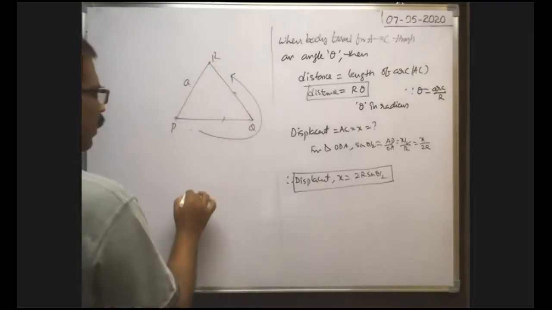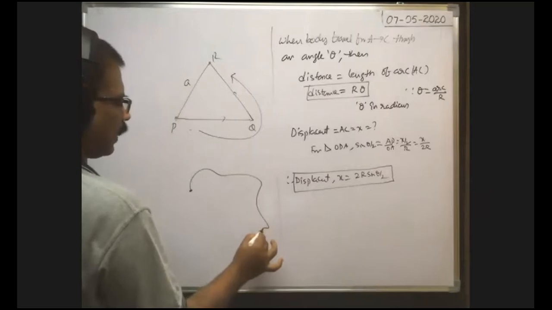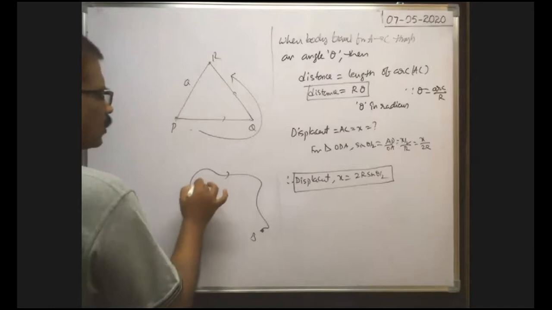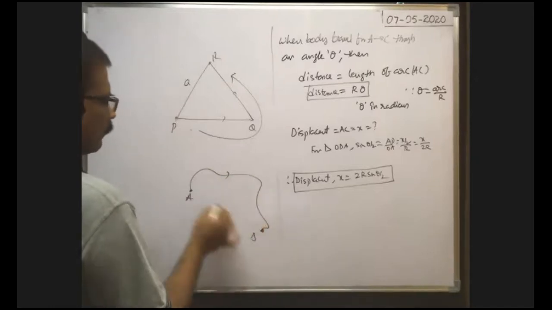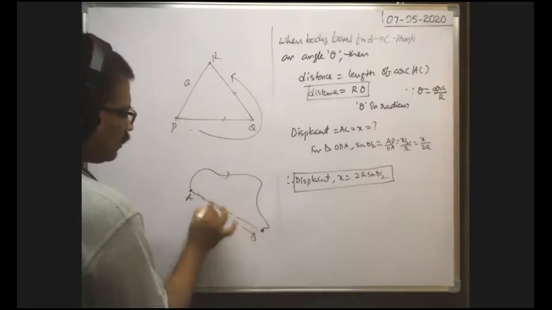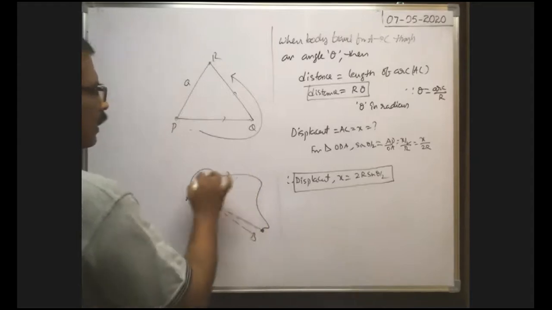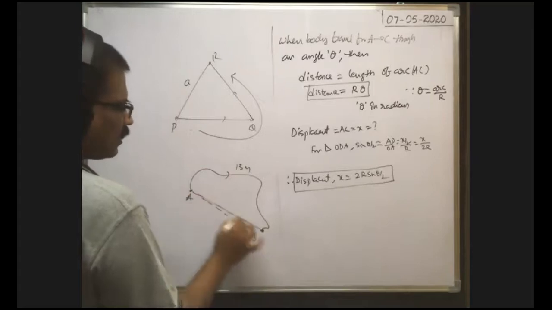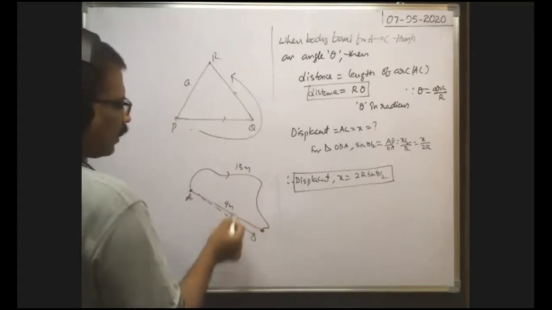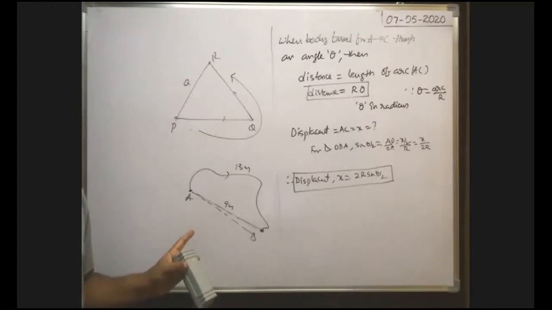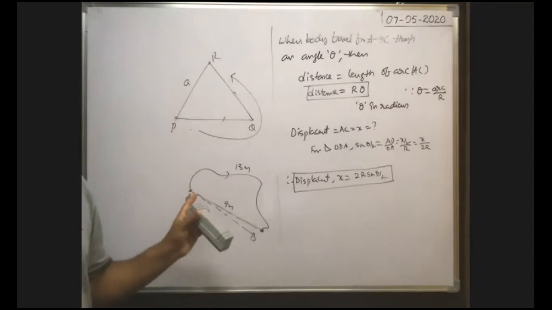Okay, suppose a body travels along a curved path like this and reaches the point B from A. Then the distance traveled by the body means the total length of the path covered by the body. The displacement of the body is the shortest distance between these two points. Suppose the total length of the path is 13 meter and the shortest distance between these two points is 9 meter. Then what is the displacement of the body? 9 meter. What is the distance traveled by the body? 13 meter.